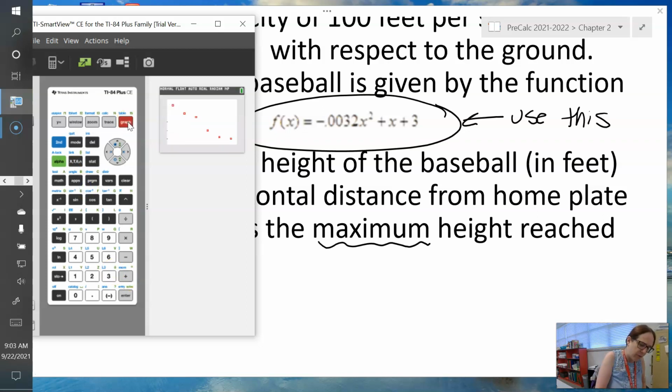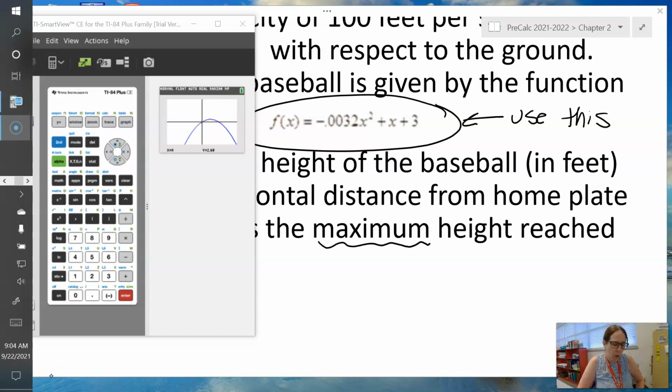Oh, and I have to turn off the stat plot. So if you're stuck where you've got these points plotted, go to second, stat plot, and we're going to turn this off. And then I also need to adjust my window. So I'm going to do a zoom. I start with zoom standard. All right, so here's my graph.